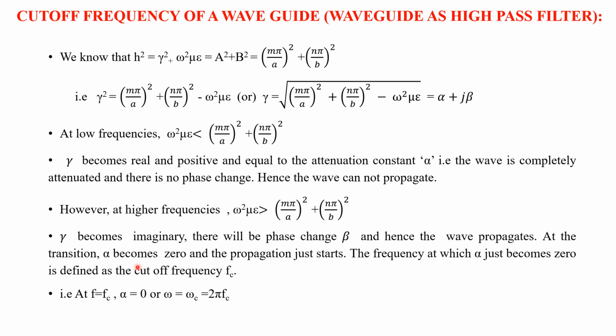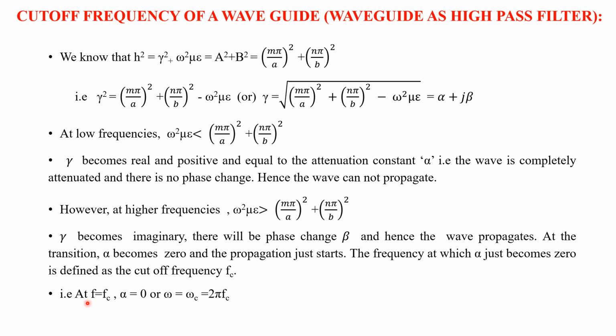At the transition, gamma becomes 0 and the propagation just starts. The frequency at which gamma just becomes 0 is defined as the cutoff frequency. Sorry, here there is no alpha; here we need to write gamma. This is a mistake. Whenever our gamma becomes 0, then we can say that is the cutoff frequency. Here also it is a mistake; in place of alpha we need to write gamma.